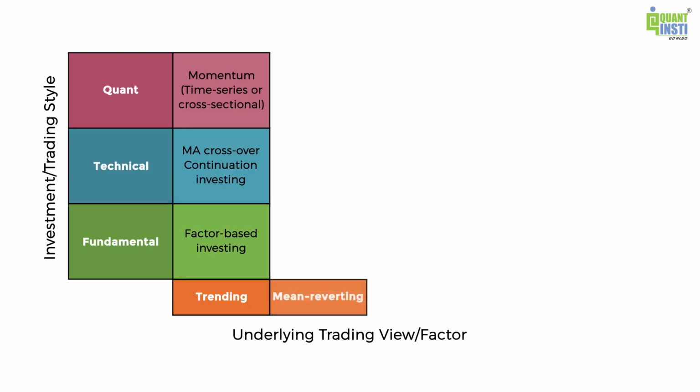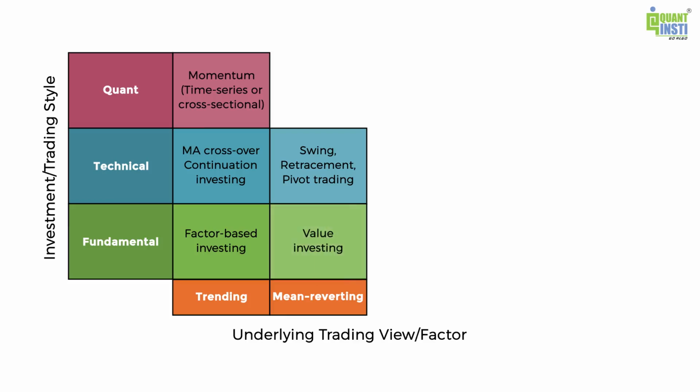Similarly, for mean reversion trades, for example, technical traders typically go for swing trades or retracement patterns or pivot trading types. And the most famous fundamental strategy, value investing, is basically a mean reversion trade. A stock has become very cheap compared to its fundamental value, so you assume that it will return to its fundamental value, so you buy it. It's basically a mean reversion trade.